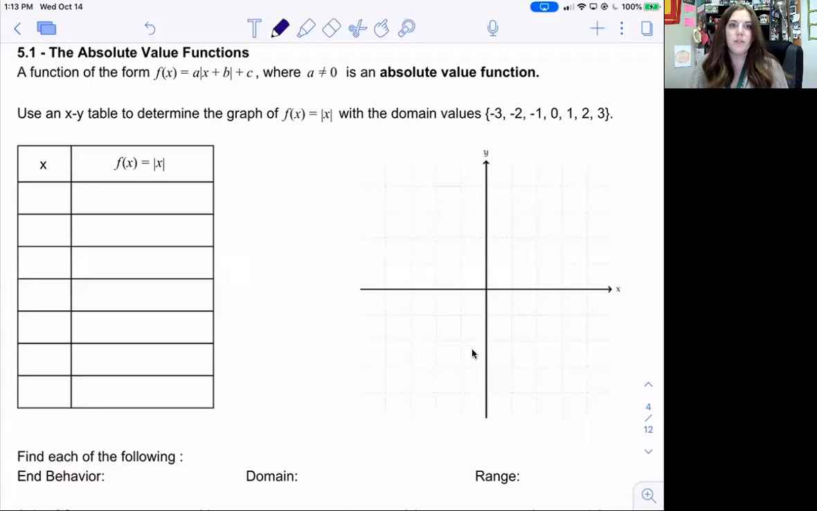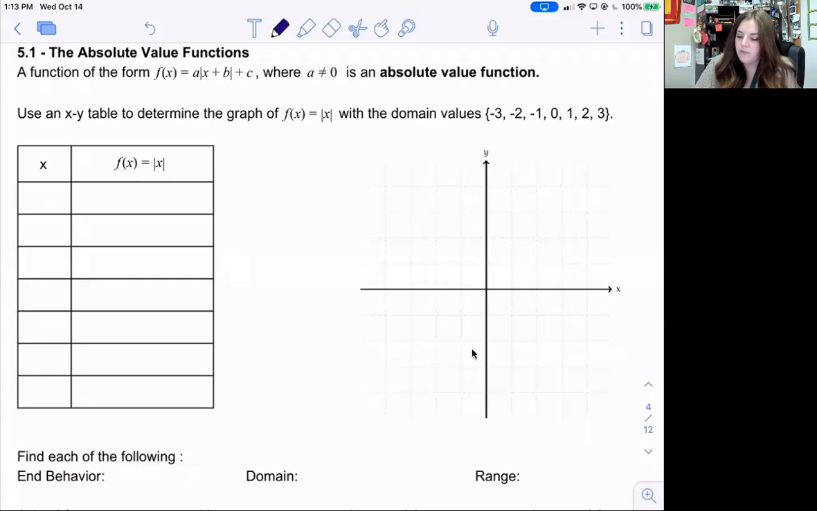Okay, so today we're going to look at the absolute value function. A function of the form f of x equals a times the absolute value of x plus b, plus c, where a cannot equal 0, is an absolute value function. We're going to start off by looking at the parent function, f of x equals the absolute value of x.